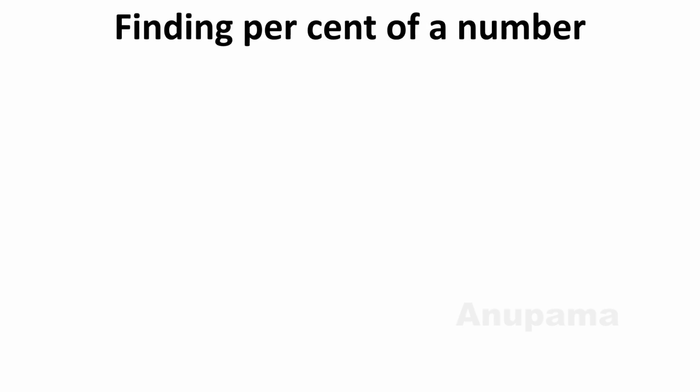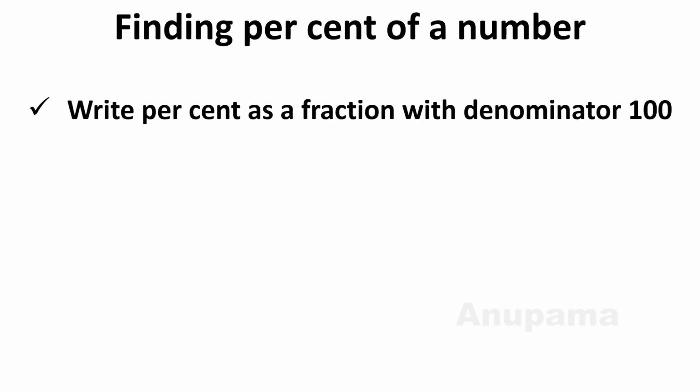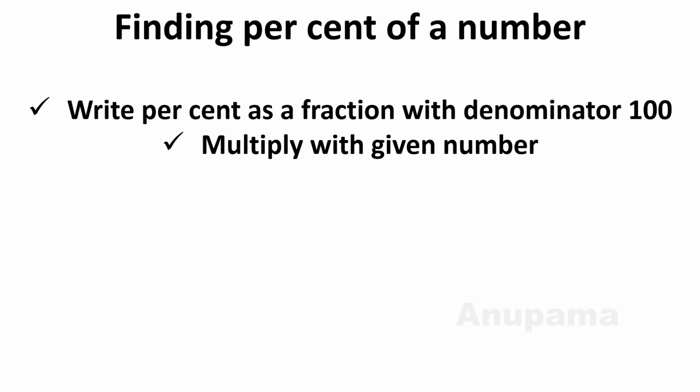Today's topic is finding percent of a number. To find percent of a number, we need to follow two steps. First, write percent as a fraction with denominator 100. That I have already told you how to write in a previous video. Second, multiply with the given number. So simple. So let's do it.